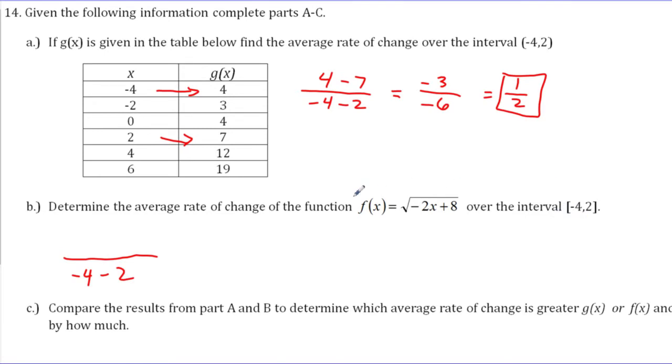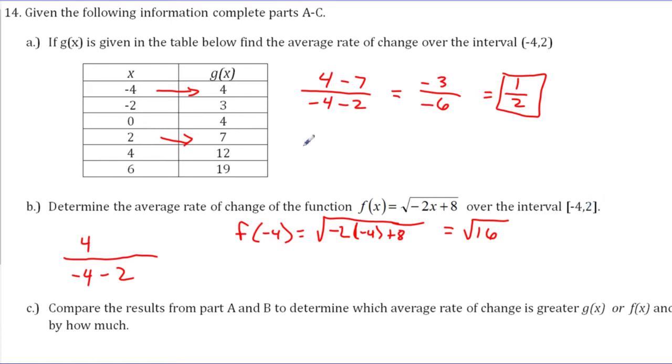Now here's where it gets different. We can't just look at a table. We don't know what comes out of the function for -4 because they didn't make the table for us. So we actually just need to say, well, what is f of -4? What happens to this function when I plug in -4? Well, that's going to be -2 times -4, okay, plus 8. Well, -2 times -4 is 8. 8 plus 8 is 16. So this is really the square root of 16. So when I plug in a -4, I get back the square root of 16, which is 4. So I'm going to put a 4 there.